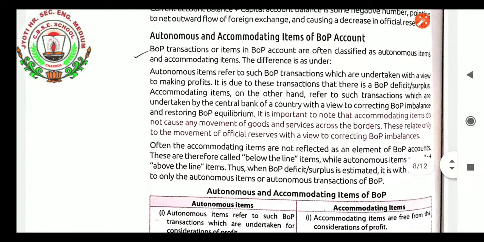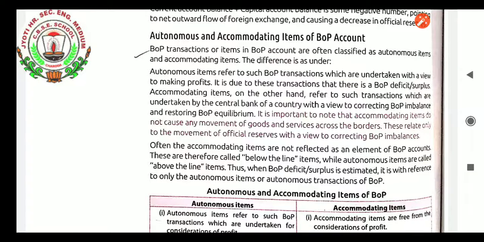Autonomous and accommodating items of balance of payment, which is the last topic of the chapter. What is autonomous and what is accommodating? Autonomous means freely, and accommodating means accommodated in place of something. Balance of payment transactions or items in the balance of payment account are often classified as autonomous items and accommodating items. The difference is as under.